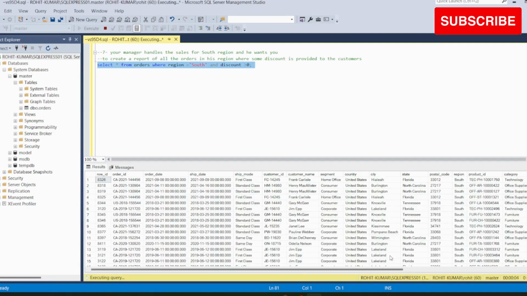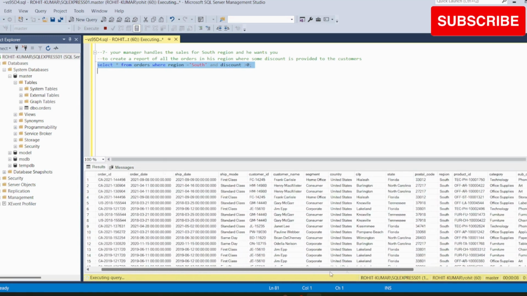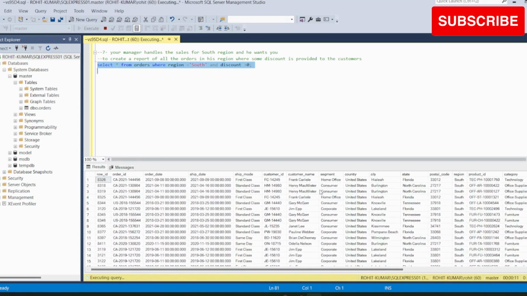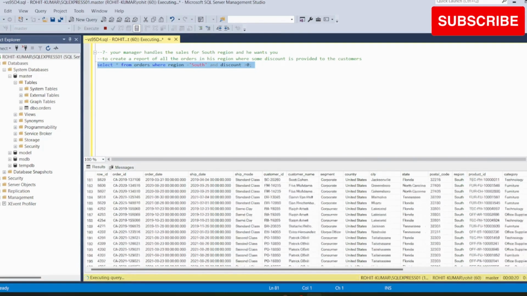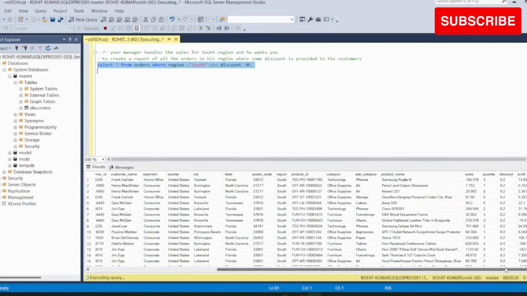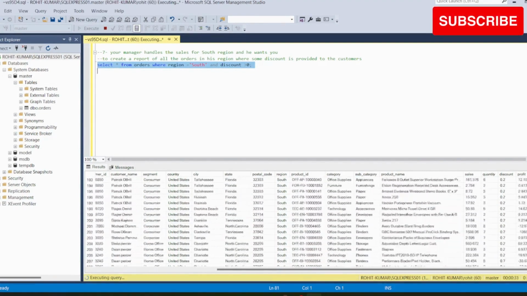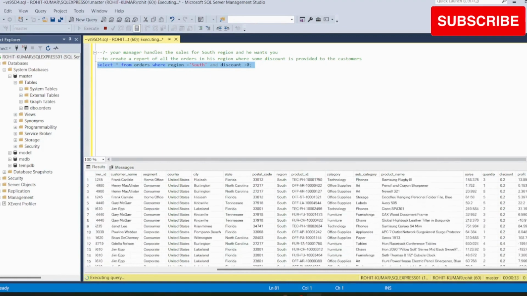So here you can see, let me show you where the region, city, state, postal code, region are. As you can see, only south region is mentioned here. You are seeing only south, not east or west. So only the south region is there. Also you will not see any discount of 0 or less. There is no such row, so all the discounts given to the customers are greater than 0.